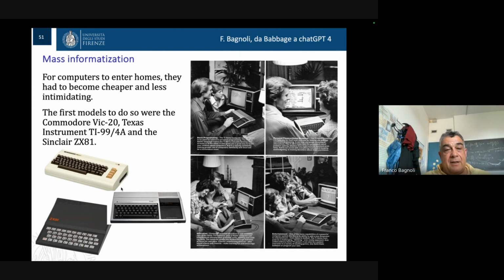So, for instance, the famous Commodore 64, the Sinclair, VIC 20, sorry, Texas Instruments, Sinclair Spectrum, and so on. And you can see here an advertisement showing that with the same computer you could play games, having a family budget, and then listen to music, and education and study and so on. So nothing new with respect to today.